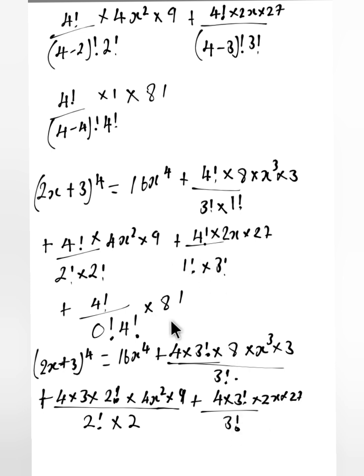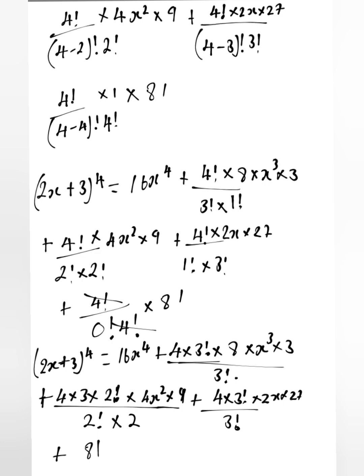Since 1 factorial is 1, I don't need to write it. Plus, from here, 4 factorial just cancels 4 factorial. 0 factorial is 1, so we're left with 81 here. There are some terms that can cancel out. For example, 3 factorial cancels 3 factorial, 2 factorial cancels 2 factorial, and 3 factorial cancels 3 factorial. So the expression becomes easy.